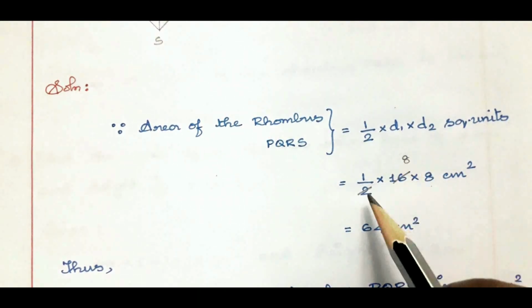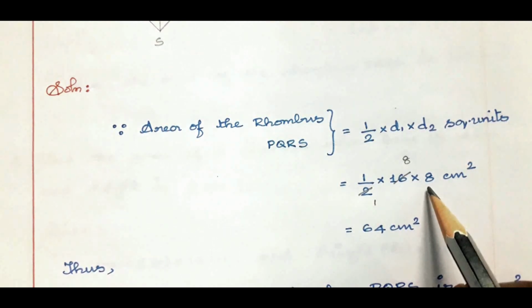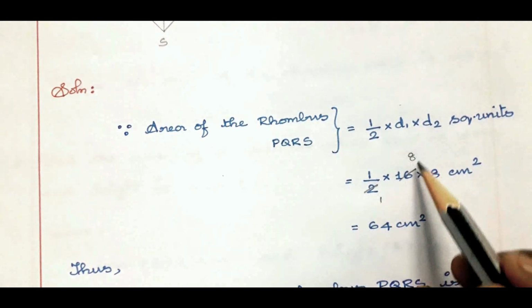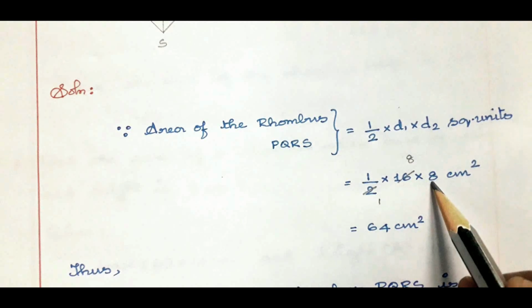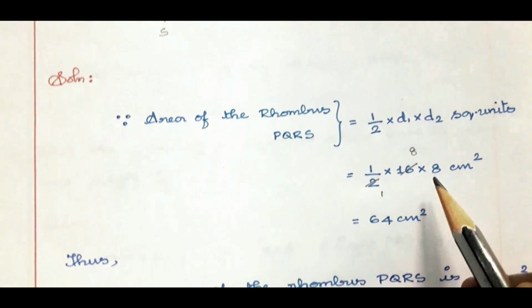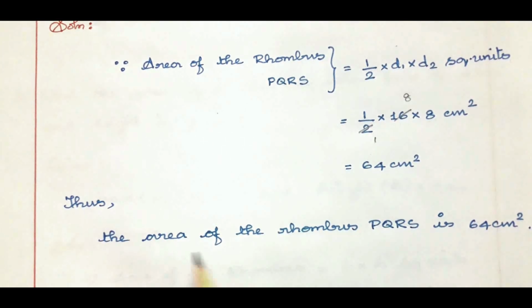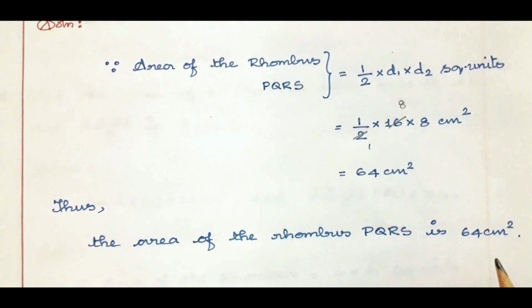As in the question they have given D1 is equal to 16 and D2 is equal to 8, we substitute. So, now I am going to simplify. 1 2 is 2, 8 2s are 16. Okay, remaining we have 8 into 8. So, when you multiply 8 into 8, you are getting 64 centimeter square. Thus, the area of the rhombus PQRS is 64 centimeter square.